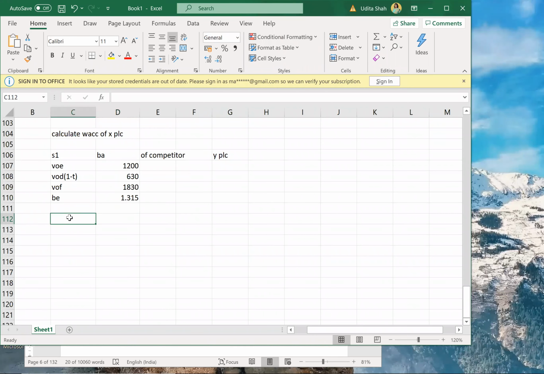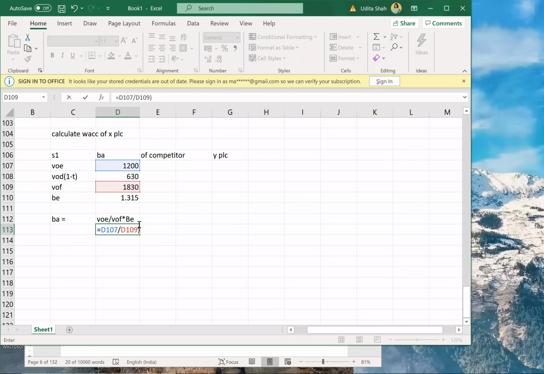So now I can calculate my beta of asset. Beta of asset equals value of equity divided by value of firm, and the whole thing into beta of equity. So 1200 divided by 1830, and this whole thing into 1.315. So beta of asset is 0.86.